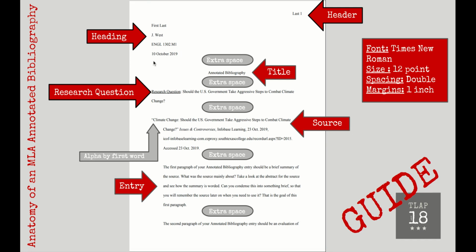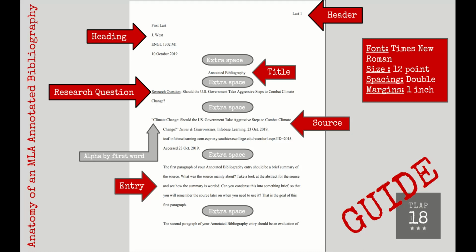It should have the course code and section, and it should have the date, okay? Also, you should have a header. The header should have your last name with a space between your last name and page number. I have a separate video on this that explains how to do it. Okay, so a lot of things are going to be different, though, than a regular paper.